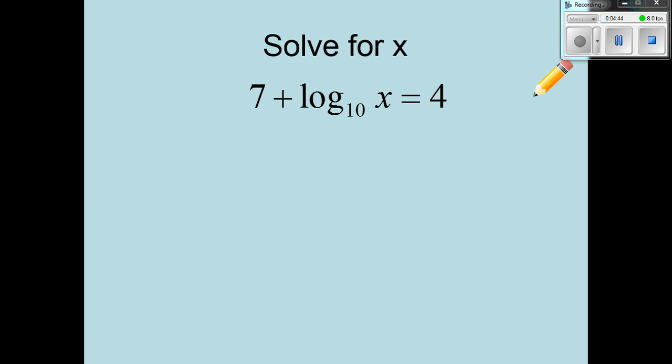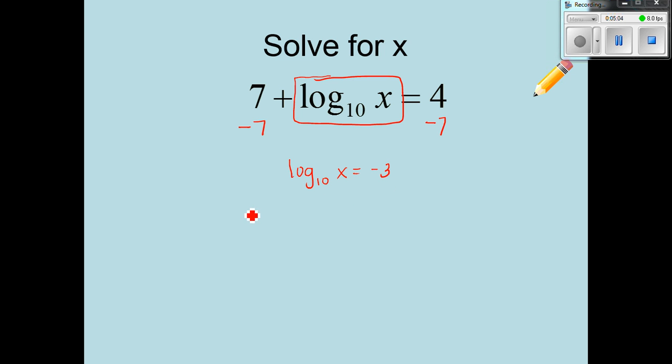Let's try another one. This one says 7 plus log base 10 of x equals 4. All right, I need to isolate the log. Oh, I've got this extra little 7 over here I need to get rid of first. So I'm going to subtract the 7 on both sides. I get log base 10 of x equals negative 3.